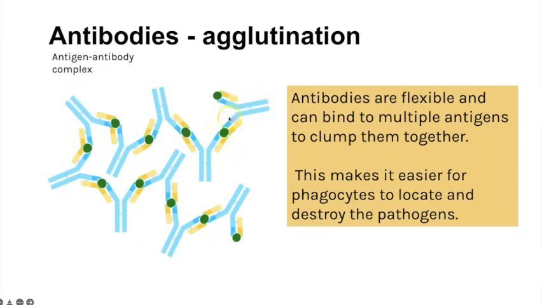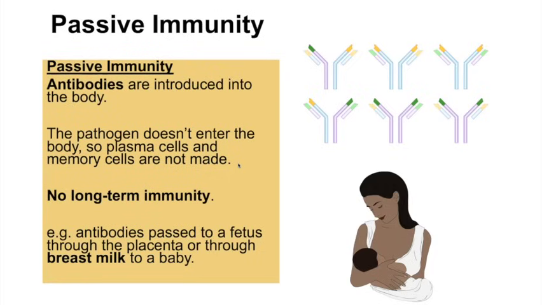Now those antibodies are actually flexible, and that enables an antibody to bind to multiple antigens. So we can see we've got binding to 2 antigens here, and then this antibody is binding to 2 as well, and as a result they all end up clumping together, and we call this agglutination. The advantage of agglutination is if you've got a big clump of antibodies and antigens which are going to be attached to the pathogen, it makes it much easier for the phagocytes to locate and therefore destroy the pathogens more rapidly.